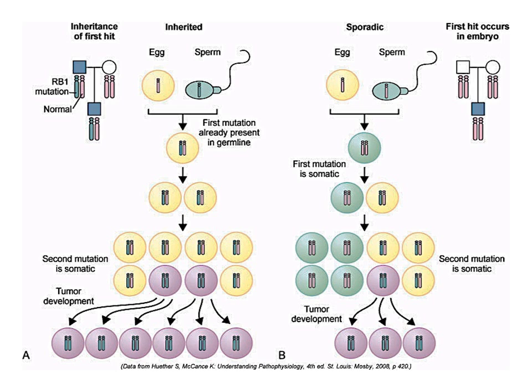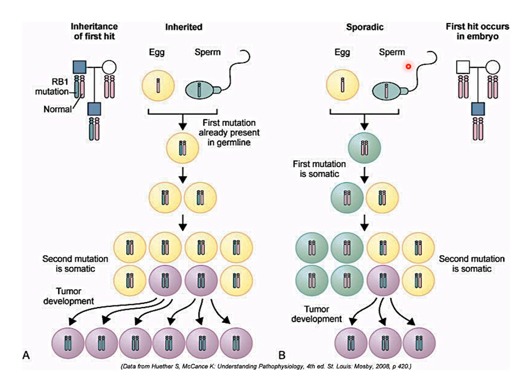So this figure shows you both inherited and sporadic forms of retinoblastoma. In the inherited, the sperm has it. So in the germline, all the cells have it. Eventually a second mutation occurs in a somatic cell. Now you have cells that are homozygous for the inactivated RB1 gene, and now they start proliferating.